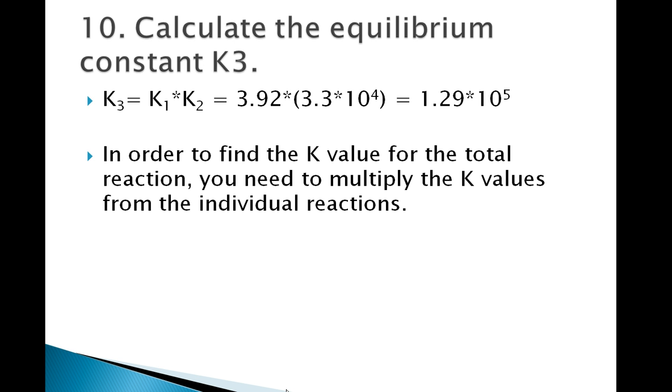So in order to find the constant for K, you multiply the answers you got. So 3.92 times 3.3 times 10 to the 4th. So your K for reaction 3 is 1.29 times 10 to the 5th.